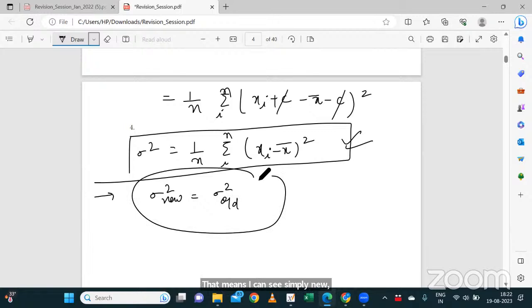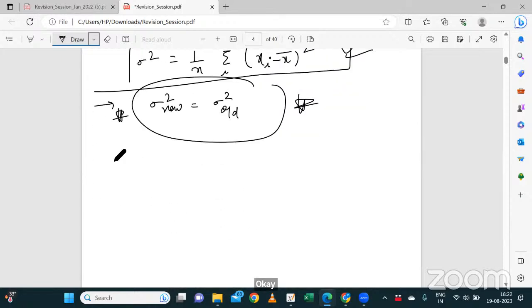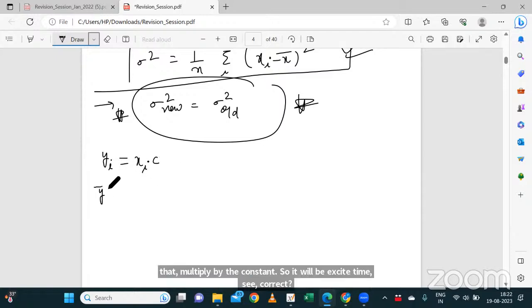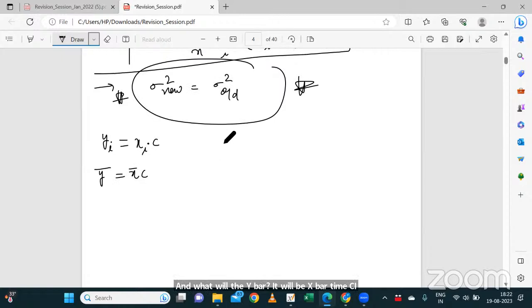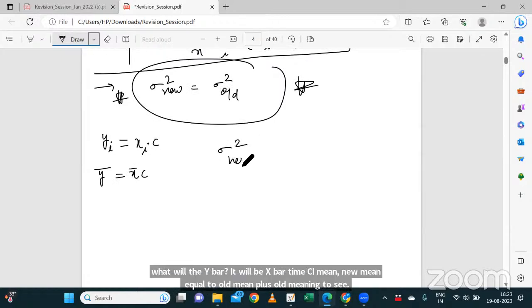Is it true? Now, if I want to multiply by a constant, then yi is the new observations after multiplying by the constant, so it will be xi times c, correct? And y bar will be x bar times c. I mean, the new mean is the old mean times c. Now come to the new sigma square.